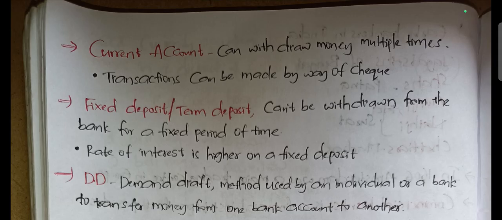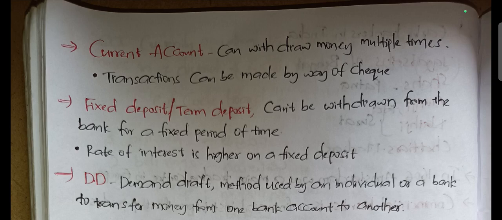Next, current account. Anyone can withdraw money multiple times. Transactions can be made by way of check. Generally, current account is used by businessmen and those who want to withdraw or transfer money daily or multiple times in a day. Such individuals generally use current account, and transactions can be made by way of check as they withdraw or deposit a large amount of money.